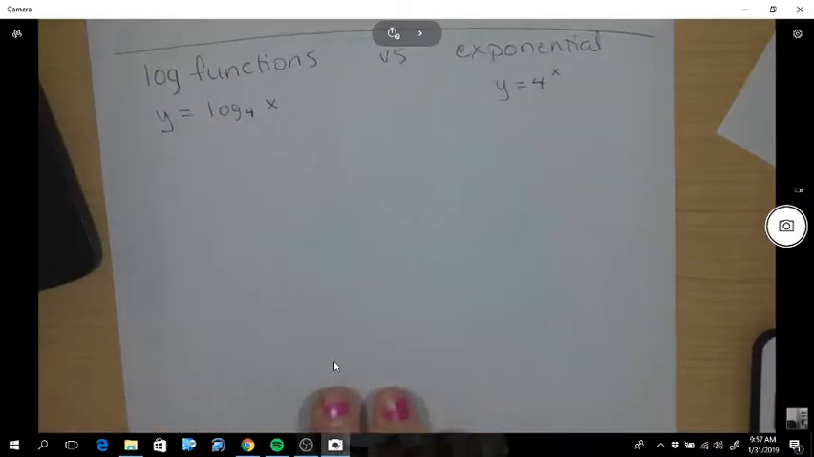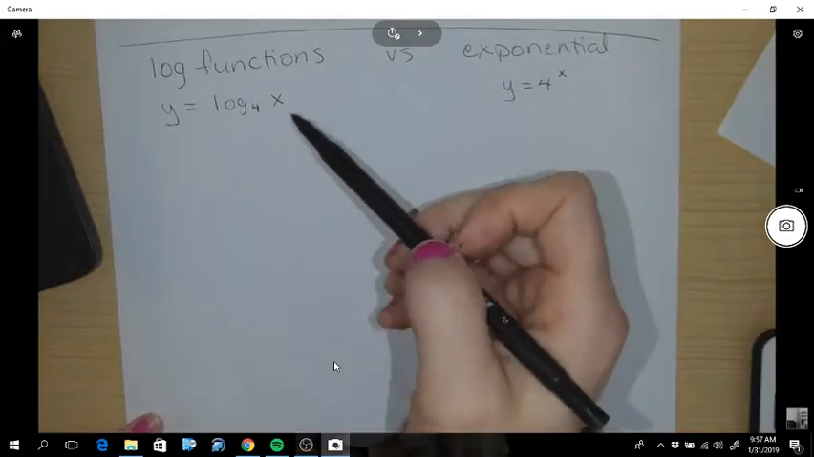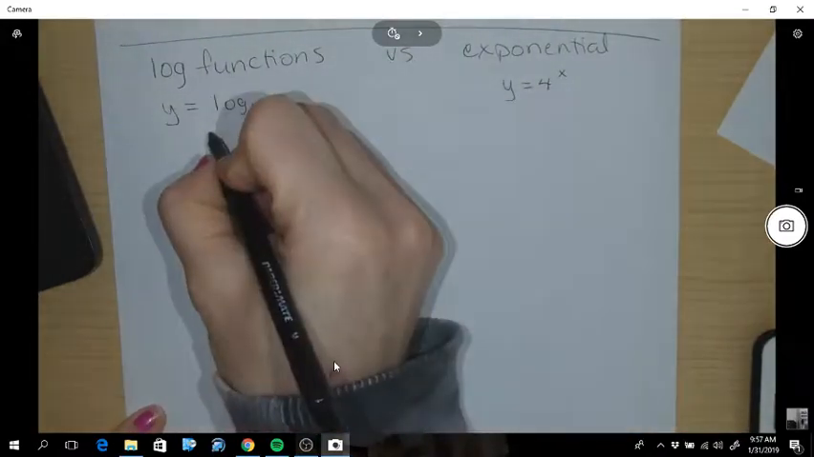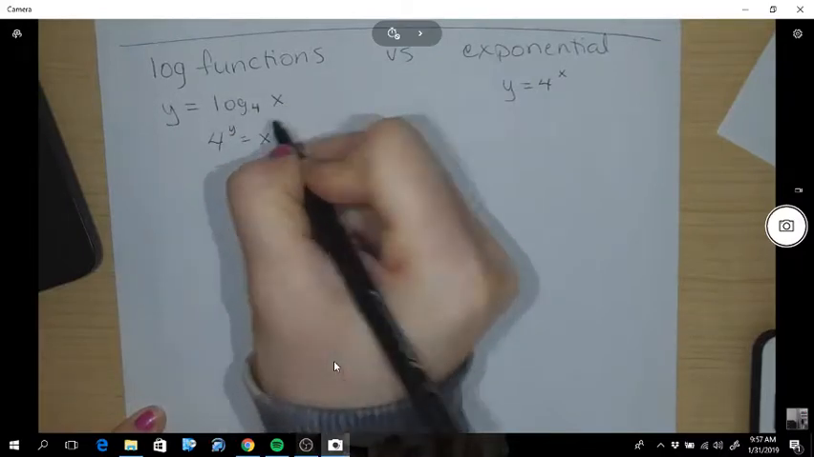Okay, we're going to do some graphing of log functions, and we'll compare it to exponential so that you can see the difference between them. So the first example, y equals log base 4 of x. Remember how this is written: it's really 4 to the power of y equals x.